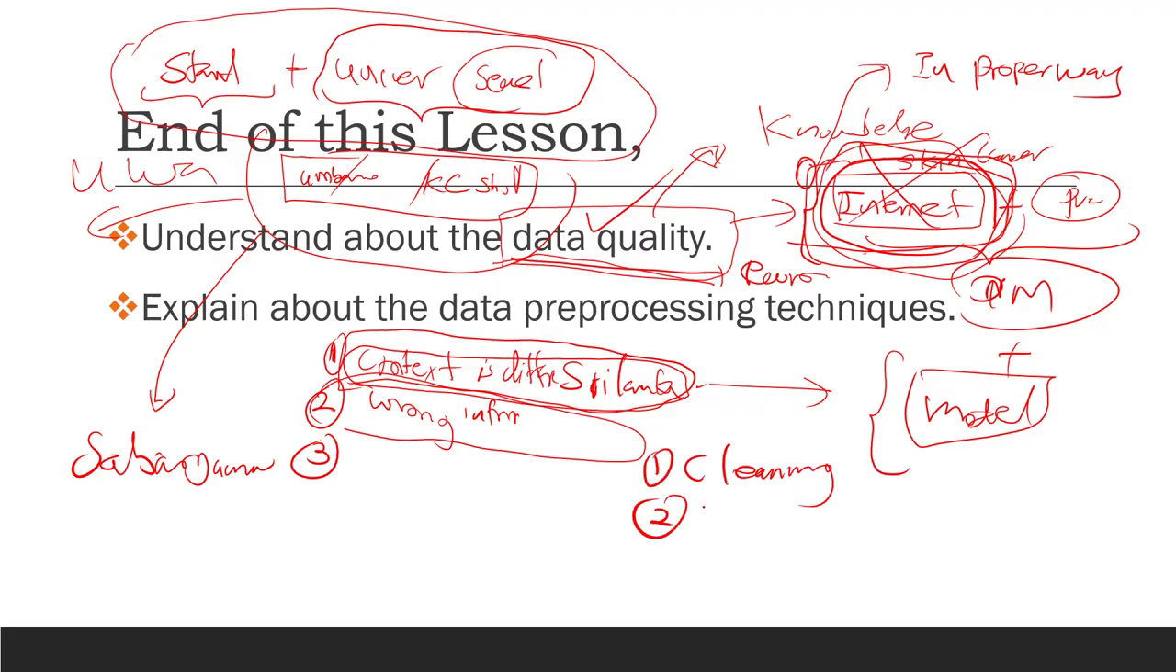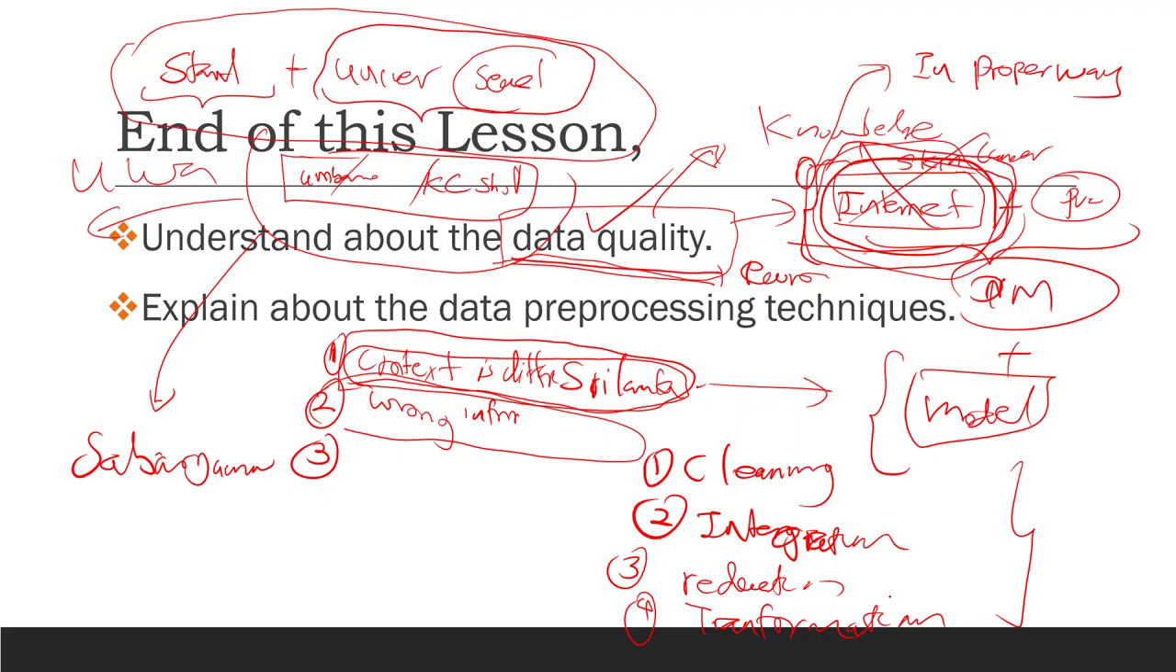First thing, cleaning, right? The cleaning process contains different things. Cleaning the data is one type of pre-processing. The second one, integration of data. The third thing, reduction of data. Fourth one, transformation of data. We will look at these four different pre-processing techniques one by one. These are the contents I'm planning to cover throughout this pre-processing chapter.